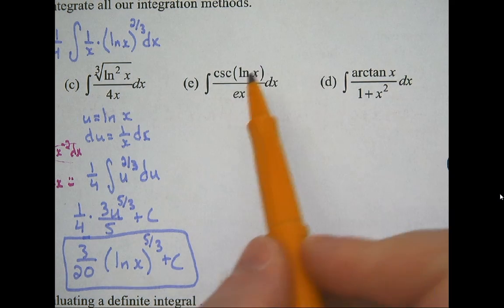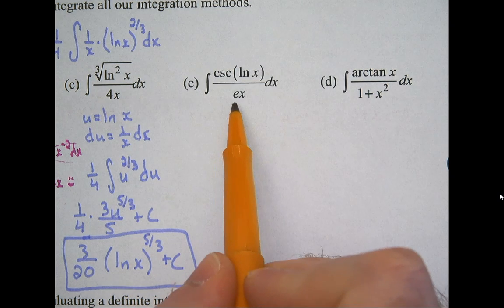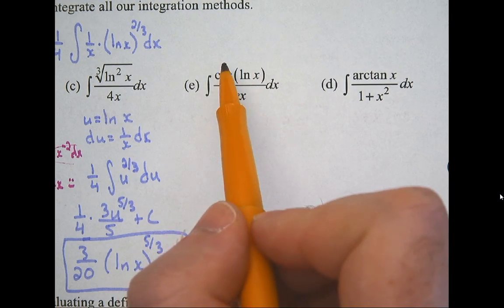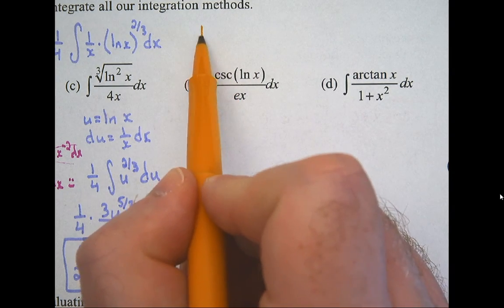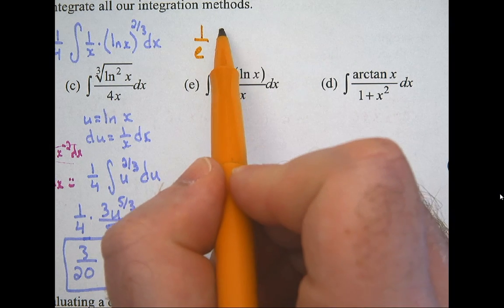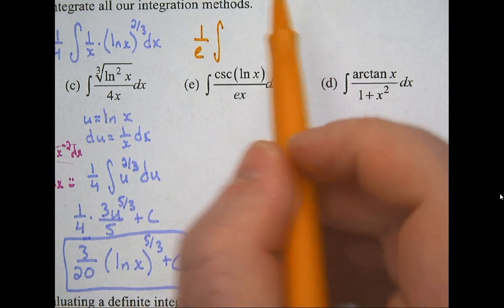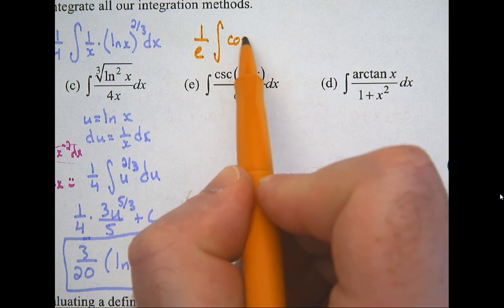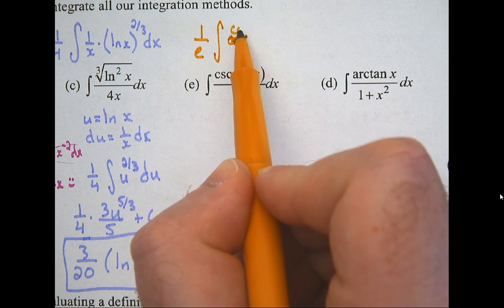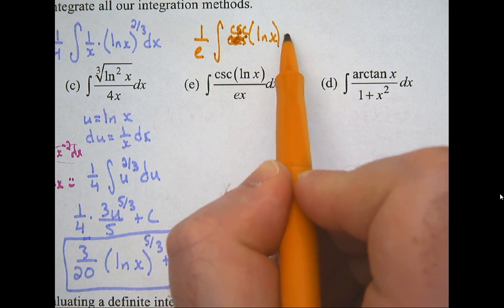So I'm in the same situation where I want to try to rewrite as much as I can. Any constants? Yeah, this is an e. That's not a variable. That's Euler's number. So I can pull that constant out front. 1 over e times the integral of cosecant. Dang it! I almost wrote cosine. Cosecant of natural log of x dx.